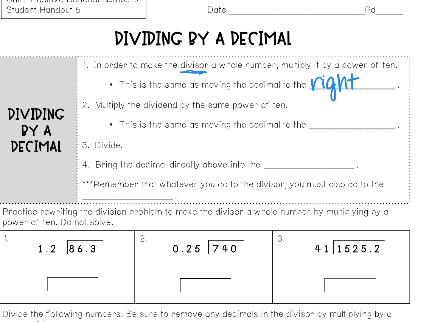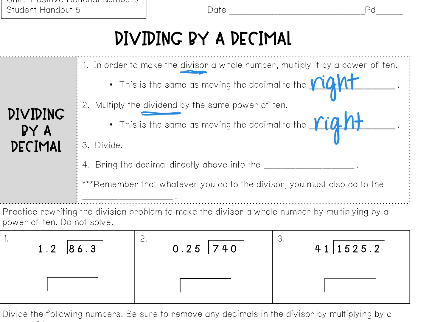Okay. Step 2 says to multiply the dividend by the same power of 10. Your dividend is the number that goes inside of your division box. So that's the number that you're dividing. Okay, this is the same as moving the decimal to the right as well. So whenever you multiply by a power of 10, you're moving your decimal to the right.